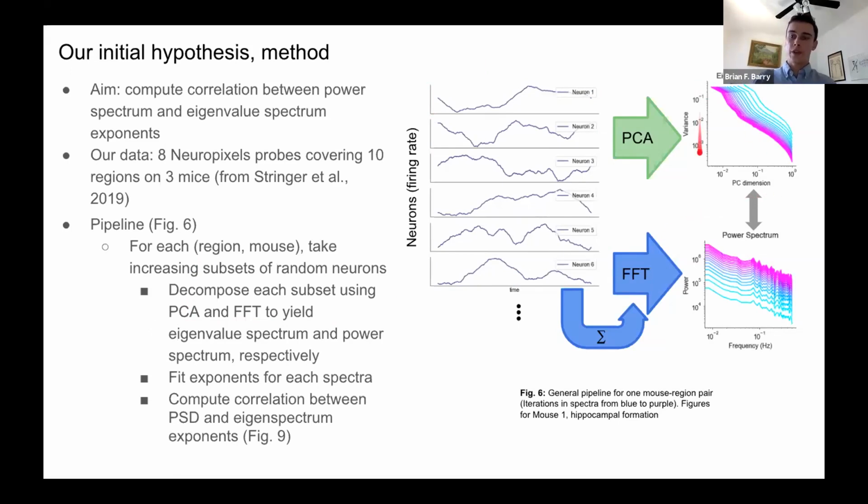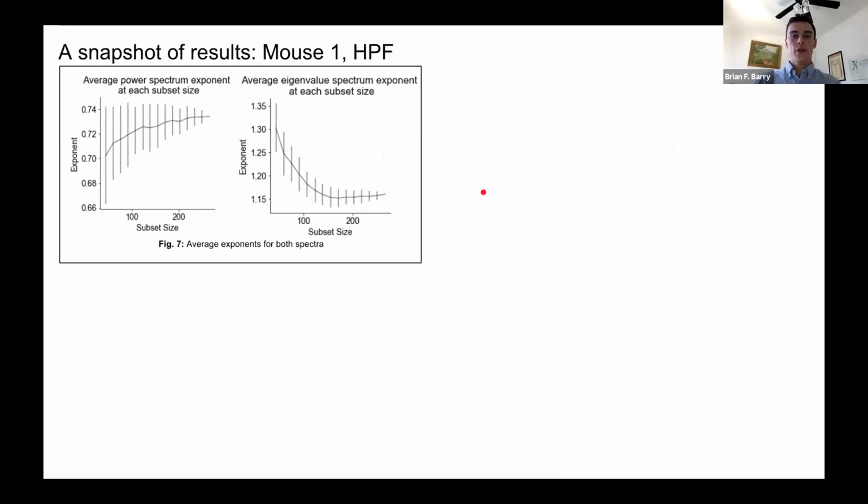And these 2 figures show the spectra for one mouse region with subset size increasing from blue to magenta. Once we have our spectra, we use a spectral parametrization tool to fit exponents to each spectrum. And we do this fitting and decomposition for many iterations, and then we compute the correlation between the power spectrum and eigenspectrum exponents. So here are some results for the first mouse in the hippocampal formation.